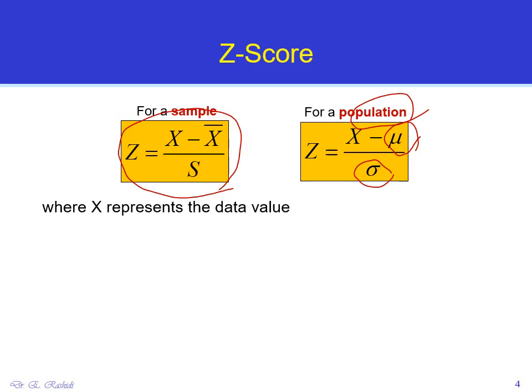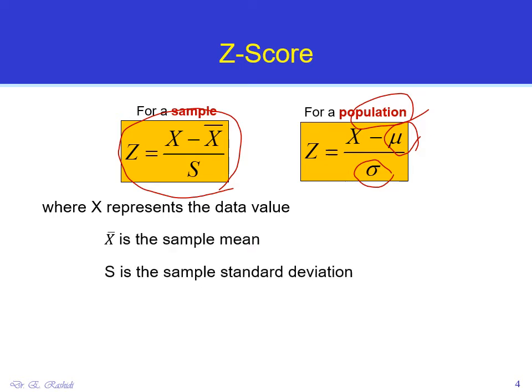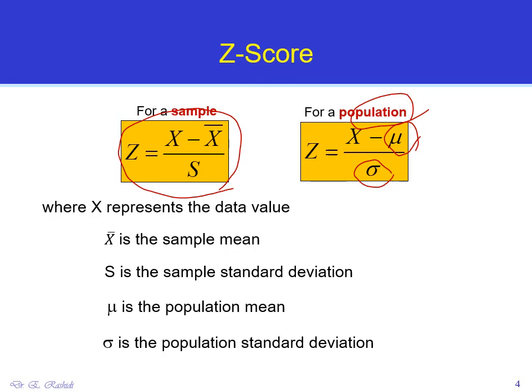X here represents the data value that you want to find the Z-score for. X bar is the sample mean. S is the sample standard deviation. Mu is the population mean. And sigma is the population standard deviation.